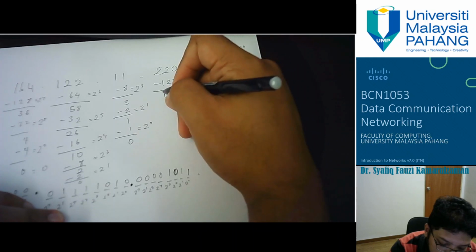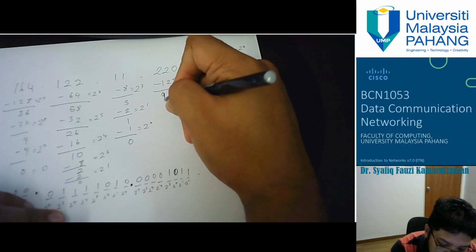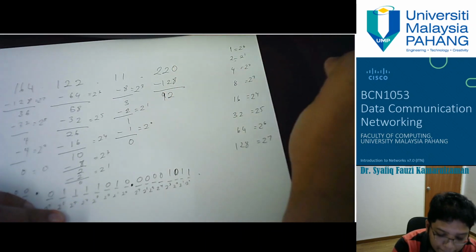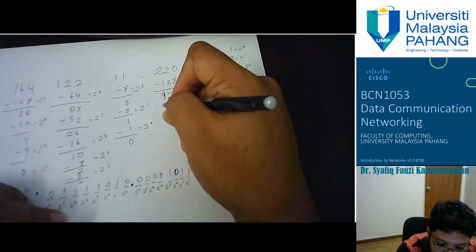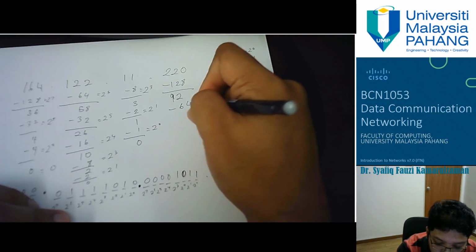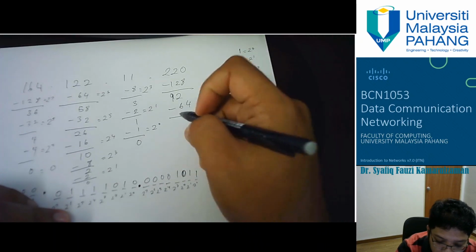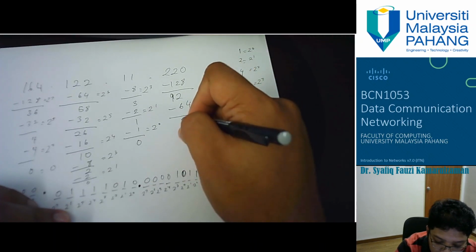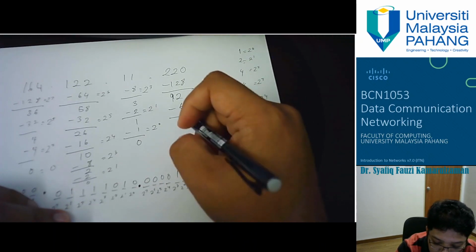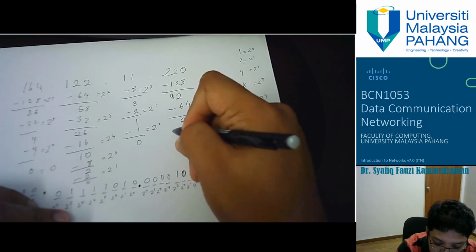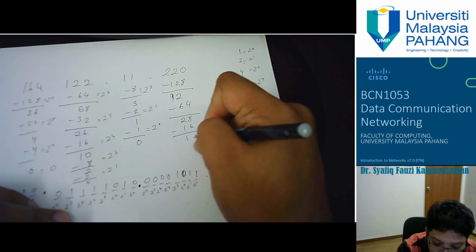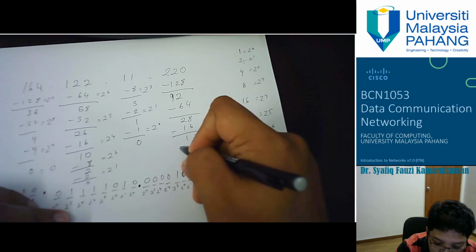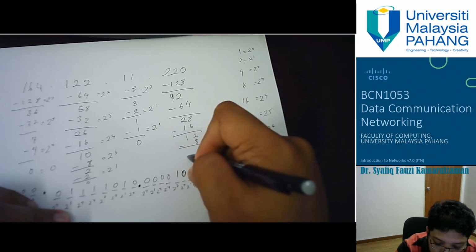Oh no, the remaining one is 92. Okay, so next one is 64. And 64, and then you got 28. And then subtract with 16. Then you got 12. Subtract with 8. Then you got 4. Subtract with 4.